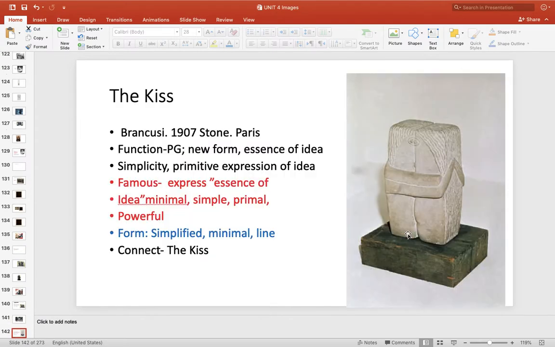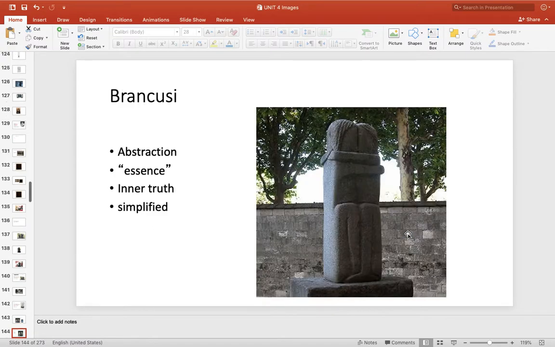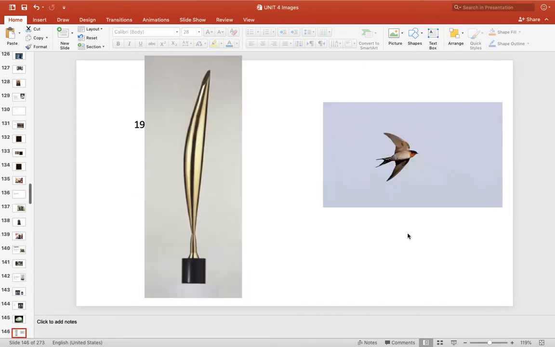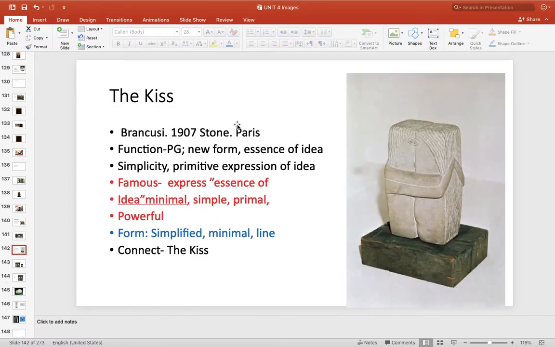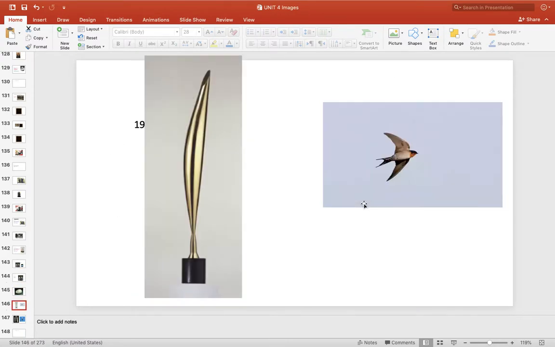Really important work. All right, The Kiss by Brancusi. There's Brancusi. There's his baby. There's his bird. Okay, what is Brancusi doing? All right, the function, it's a new form. He tries to get the essence of the idea, in this case, a kiss, simplicity. Famous, minimal, simple, primal, powerful. Form, simplified, a few lines.